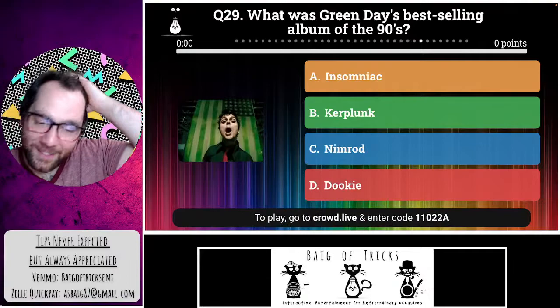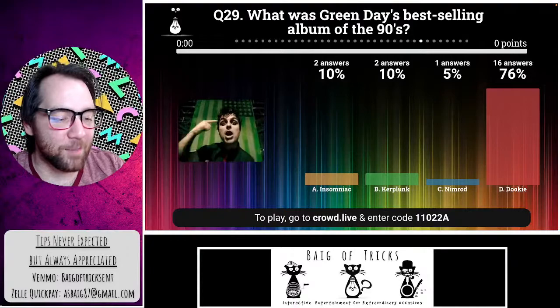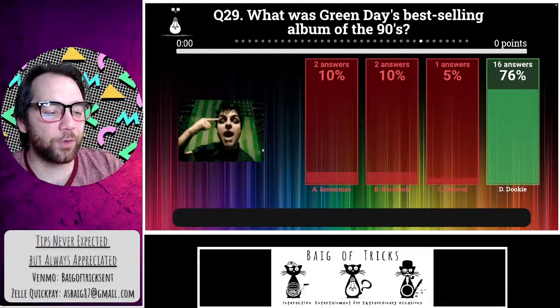That was interesting. Two people each said Insomniac and Kerplunk. One person said Nimrod. And 16 people correctly said Dookie. Good job. It's going to get down to 4 degrees. Question number 30.